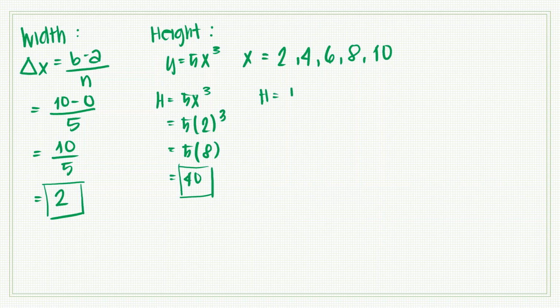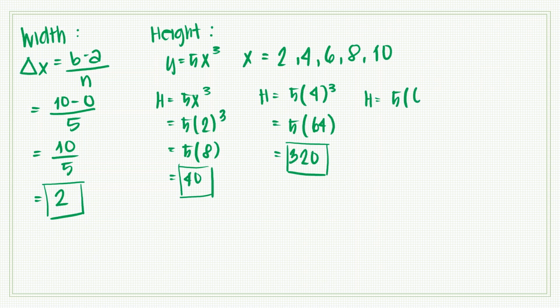5 times 4 raised to 3. 4 raised to 3 is equal to 64. Multiplied by 5 is equal to 320. 5 times 6 raised to 3. So 6 raised to 3 would be 216. Multiplied by 5 is 1080.